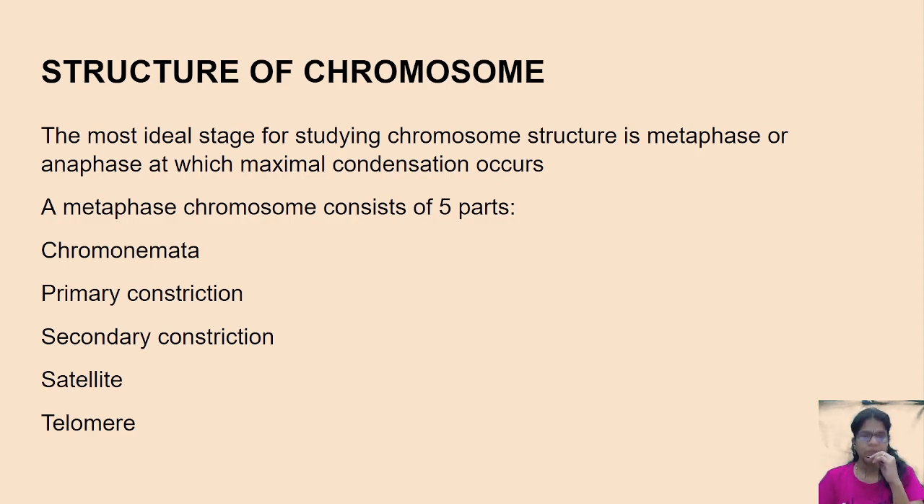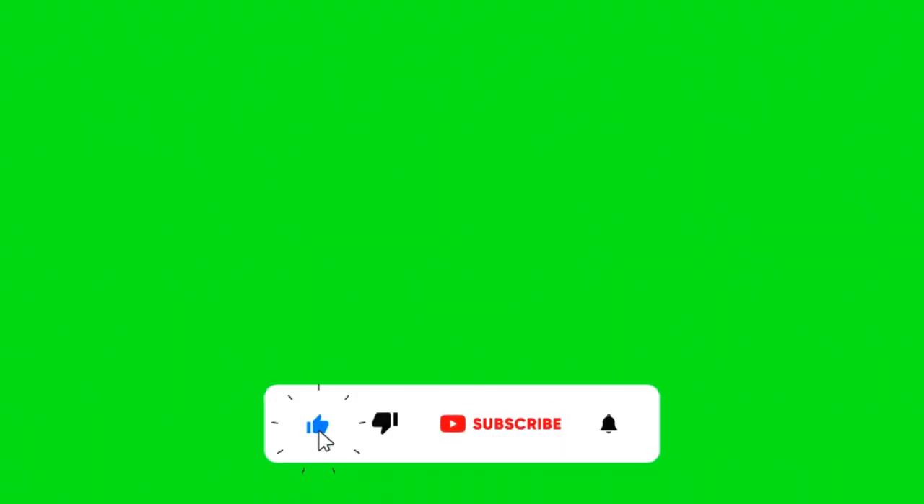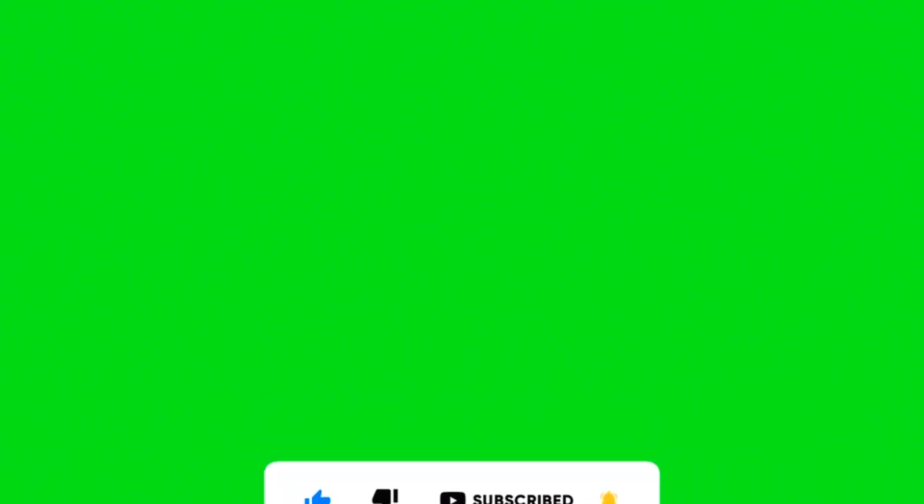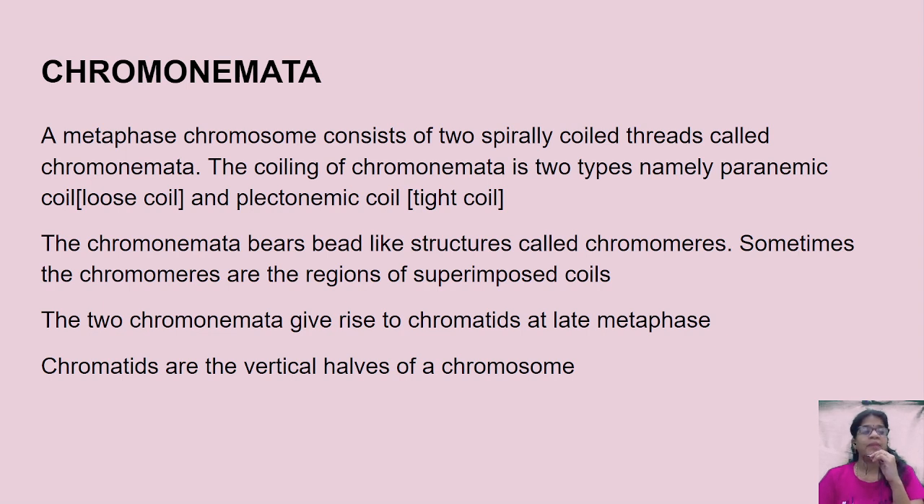This metaphase chromosome mainly consists of the chromonemata, primary constriction, secondary constriction, satellite, and telomere. What is chromonemata? A metaphase chromosome consists of two spirally coiling threads. Based on the coiling, they are called paranemic coiling or plectonemic coiling, that is, loose coiling or tight coiling. This chromonemata also bears knob-like or bead-like structures called chromomeres. These chromomeres are mainly the regions of your superimposed coils.